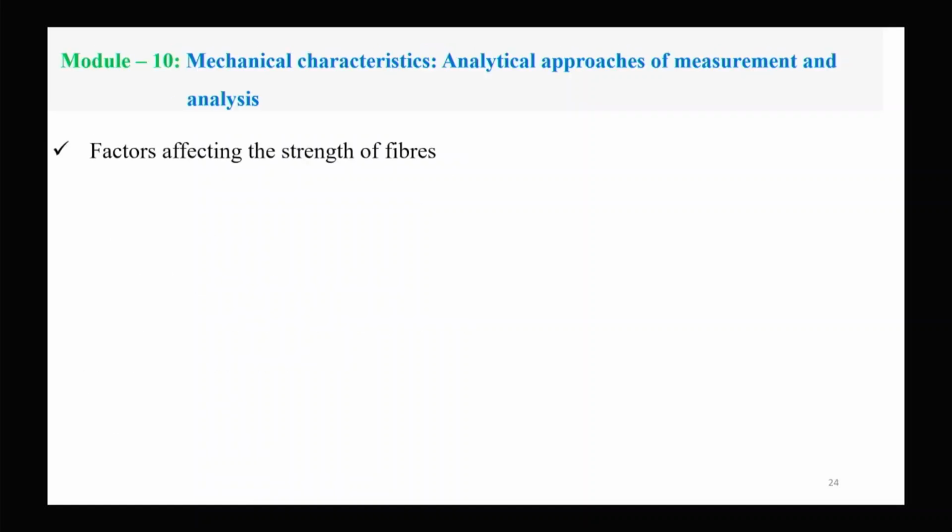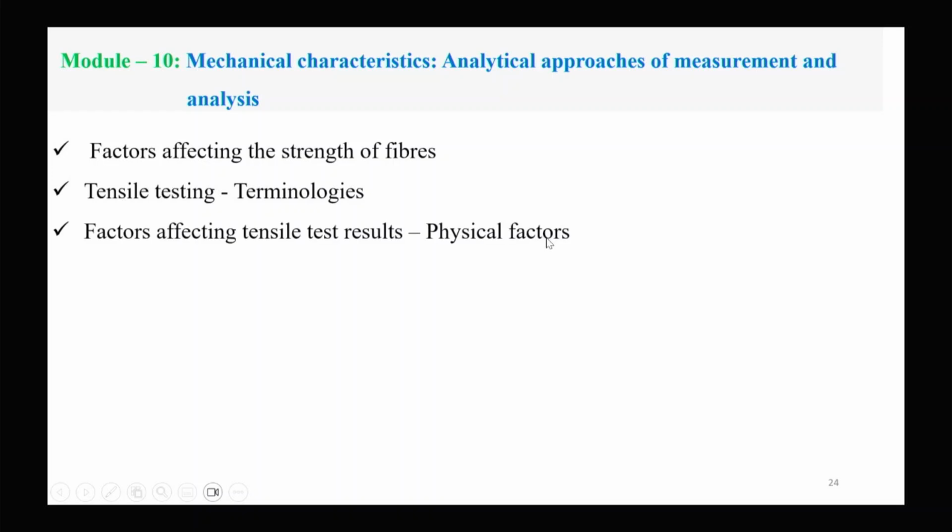Mechanical characteristics comes where we will test all the mechanical properties, like strength of fiber. Tensile testing terminologies we will discuss, and factors affecting the tensile test results will be discussed. The principle of constant rate of elongation, constant rate of loading, and constant rate of traverse, this will be discussed.